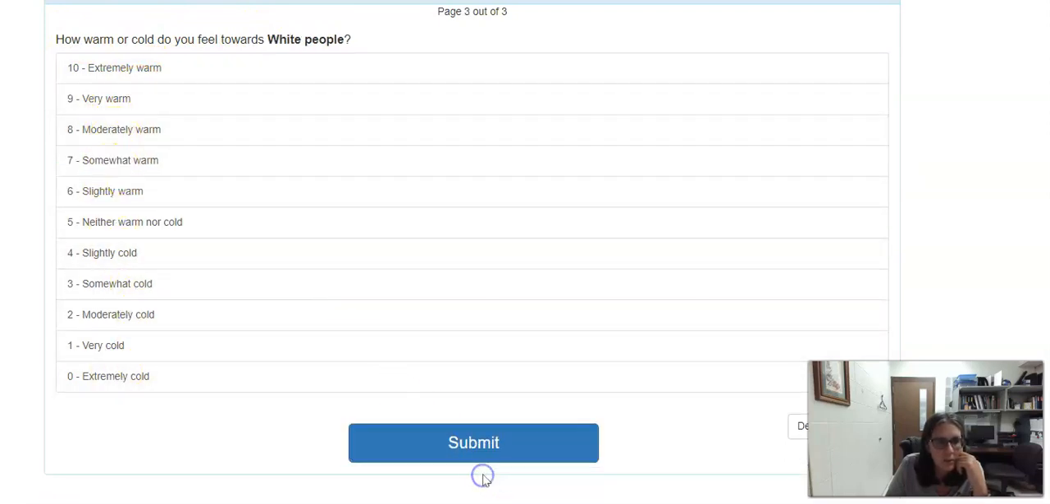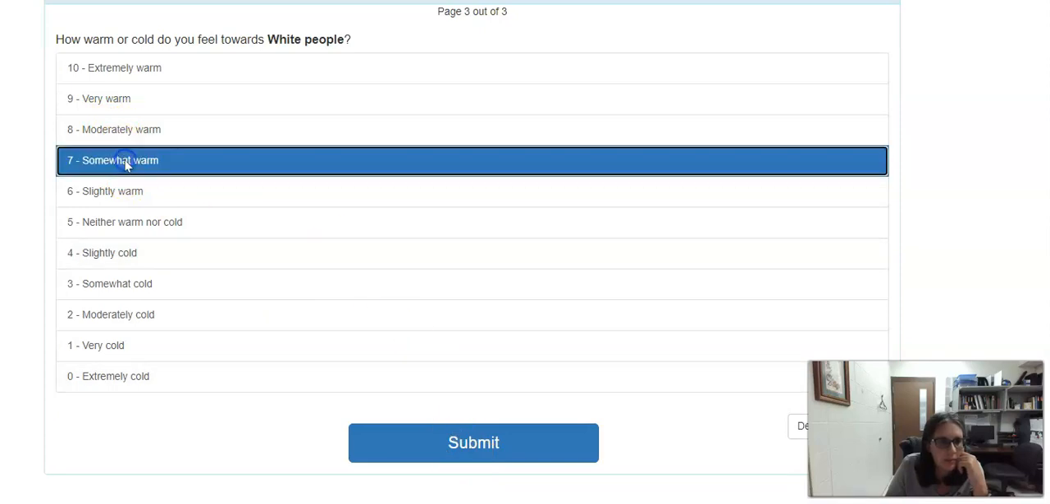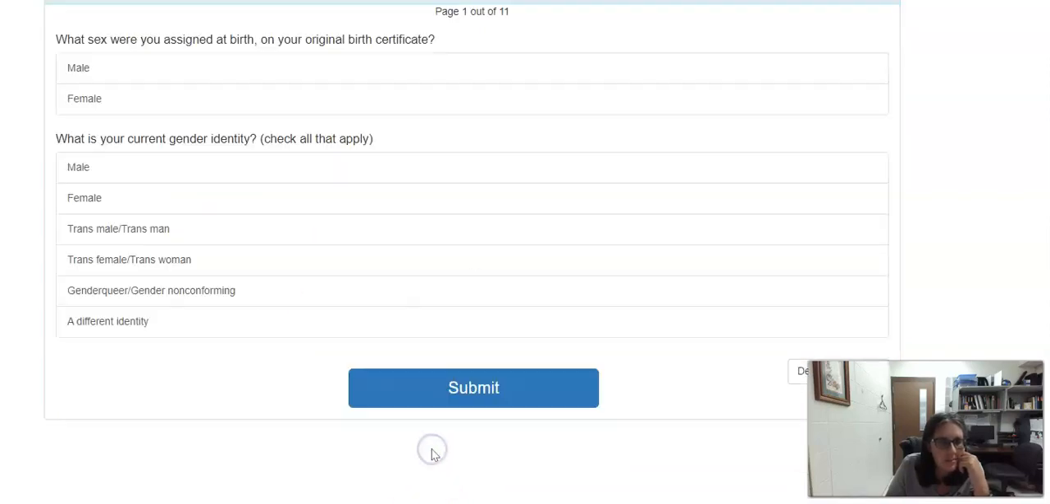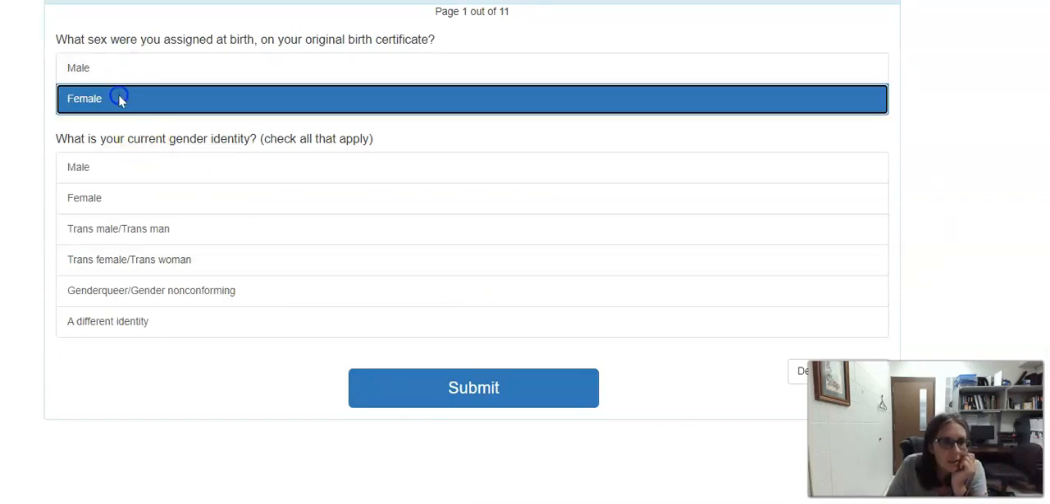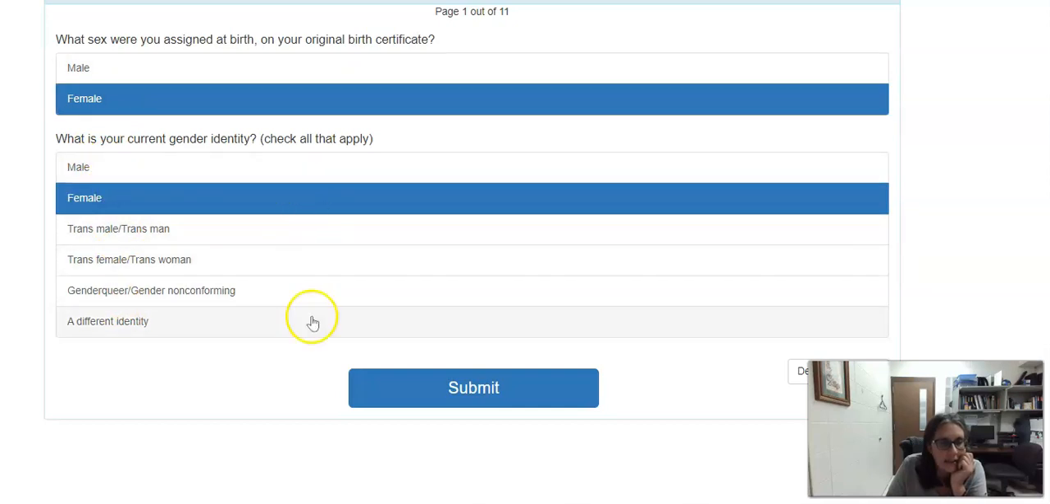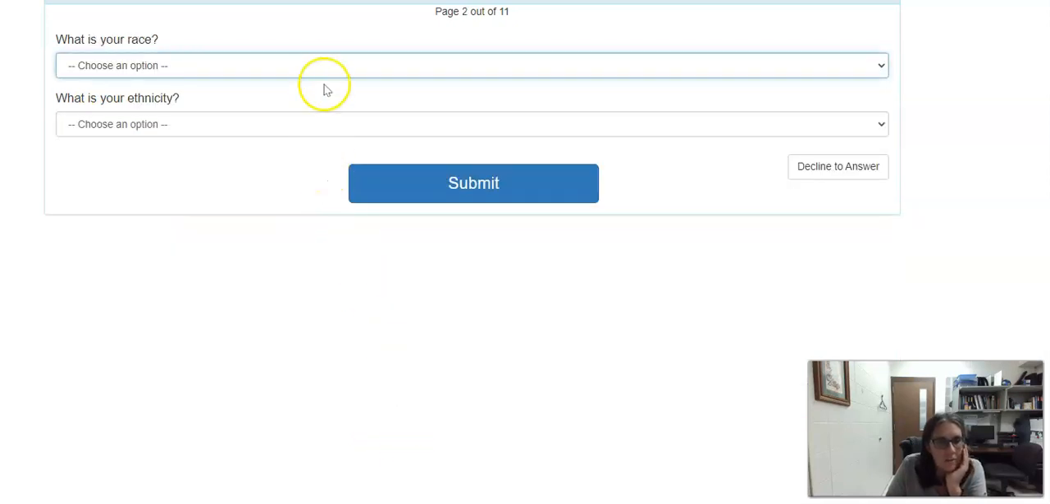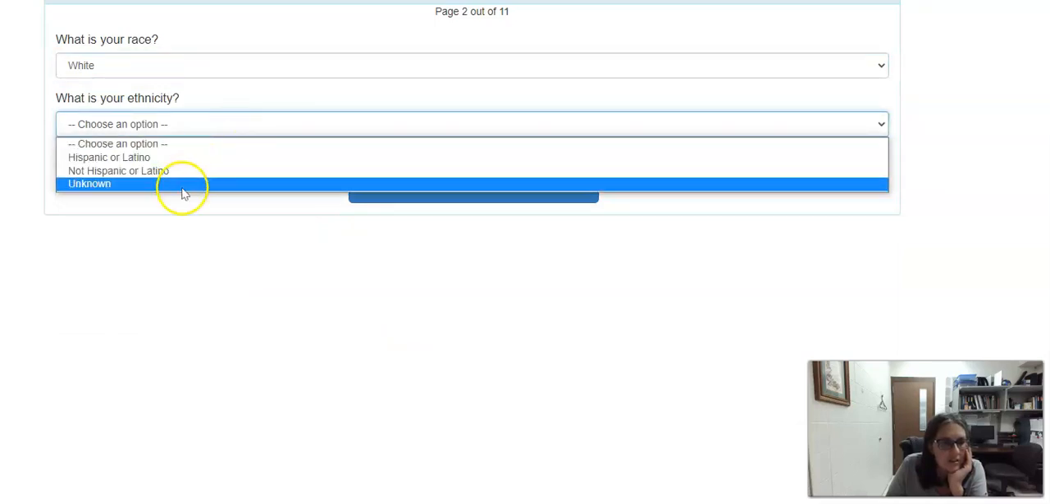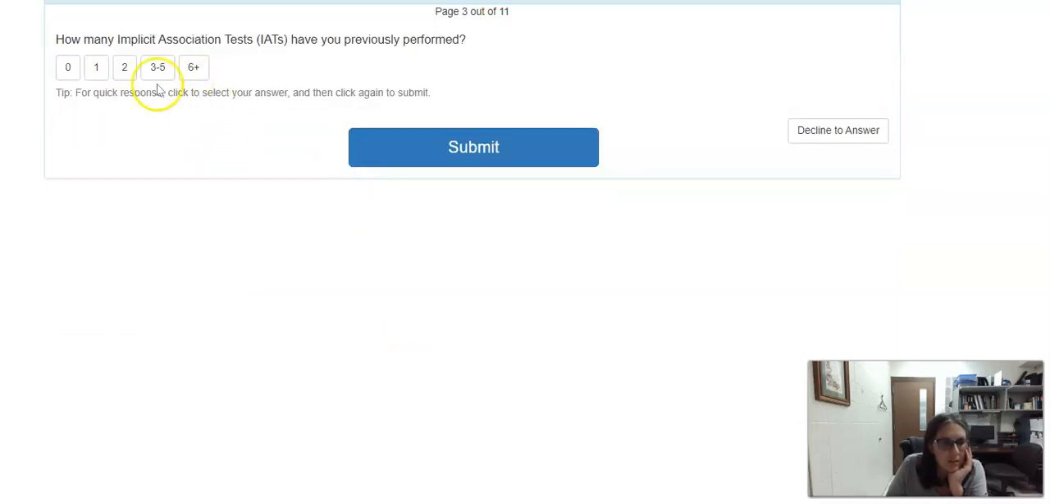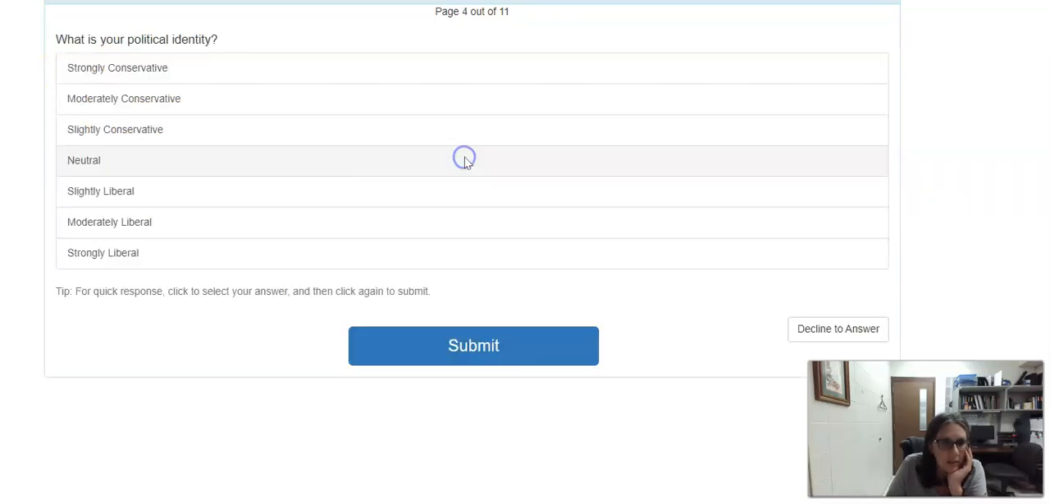So I'm going to put somewhat warm. Notice I'm putting 7 for both because sometimes people, right? Sex assigned at birth. And what's nice is they have a gender identity differentiation. And then you check your ethnicity, and you keep going. You'll obviously fill this out differently. If you've never done this before, fill that out. And I'm going to do a couple times because I've done this a few times.